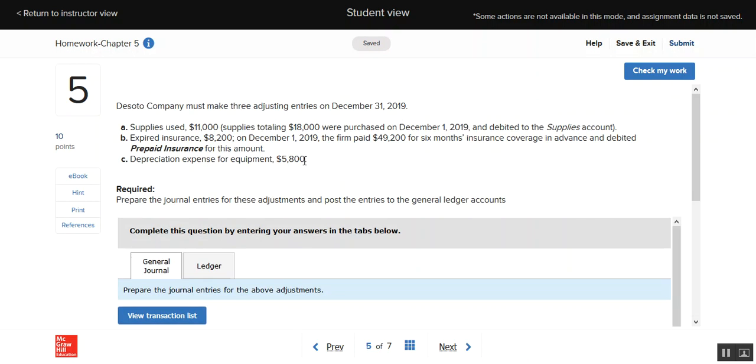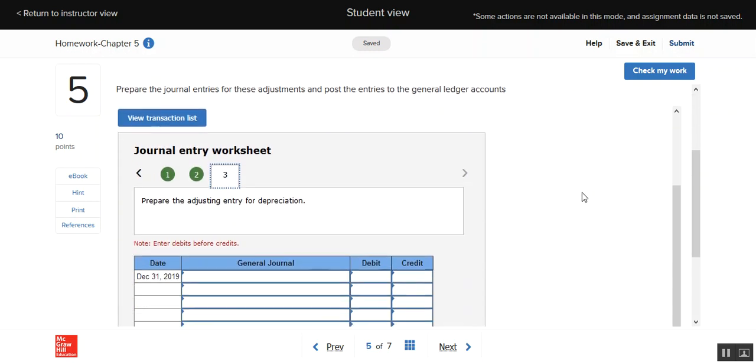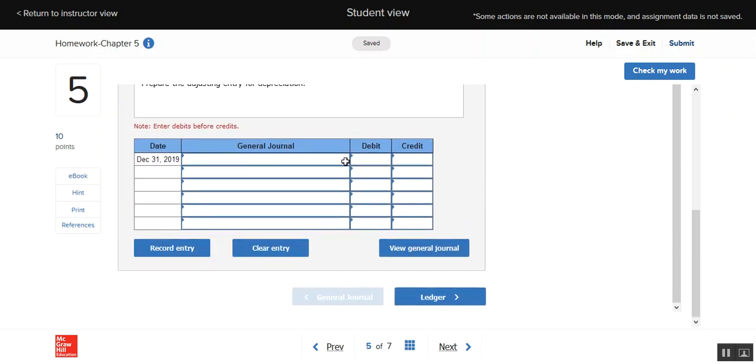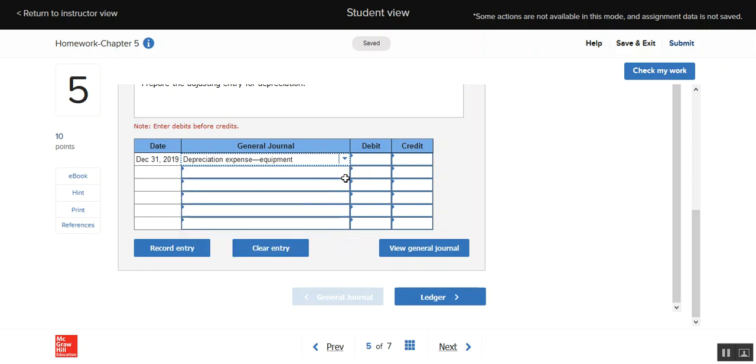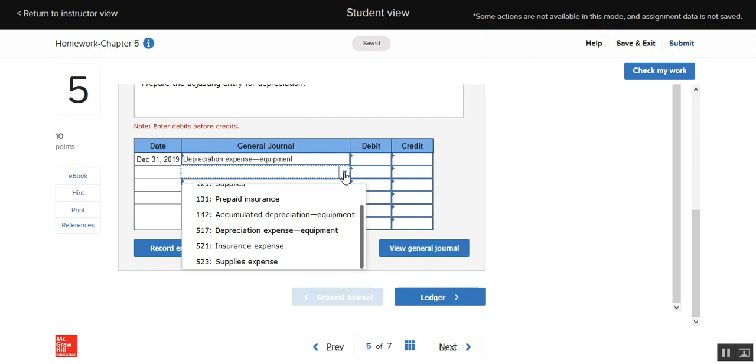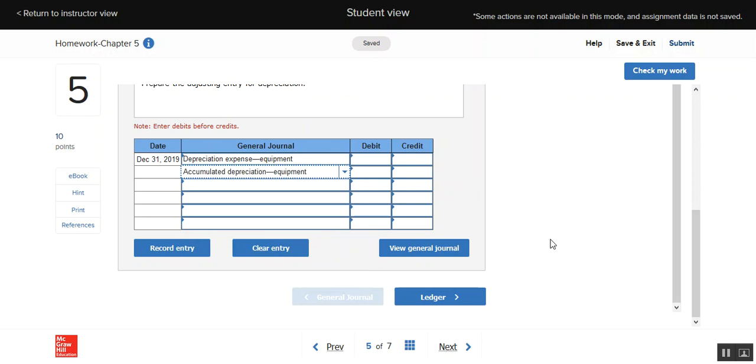And then it says adjusting entry for depreciation is what we're to do. It says depreciation expense for equipment is $5,800. So when you're recording depreciation expense, expenses are always debited to cause them to increase. And depreciation is a little bit different than the other two because we're not crediting an asset, which in this case would be equipment. With depreciation, we debit depreciation expense and we credit accumulated depreciation.